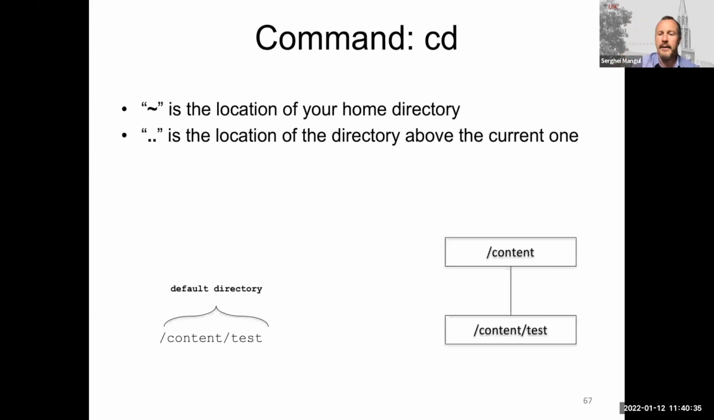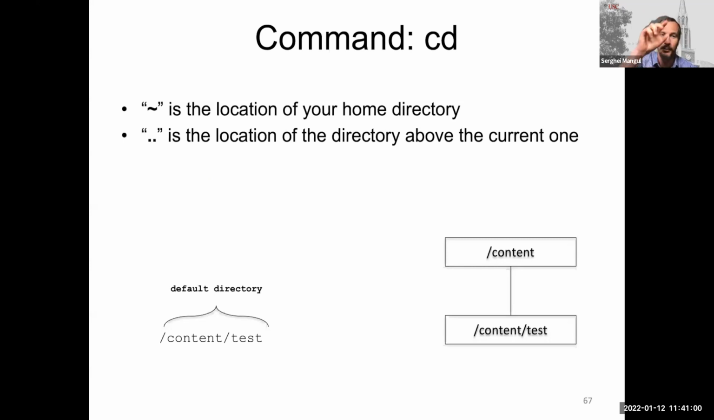So here you have the content directory, and inside the content there is a test directory. One operation is to go one level up, right? If you are in the test directory, you can go one level up. If you think about the tree structure, there is a unique way to go up, so you don't need to say where, because there is only one way.